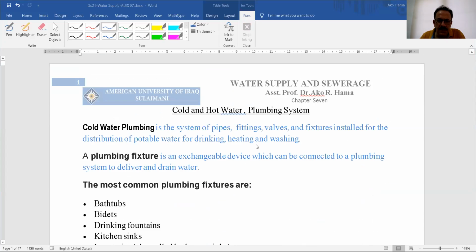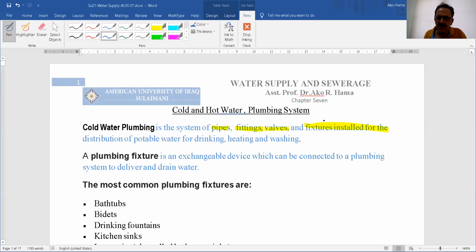Now, let us talk about what cold water plumbing is. Cold water plumbing is the system for sending cold water to the building, and it includes pipes and fittings. By fittings, I mean we have elbows, 90-degree elbows, Y elbows, we have valves, and we have fixtures. This fixture, look at this one.